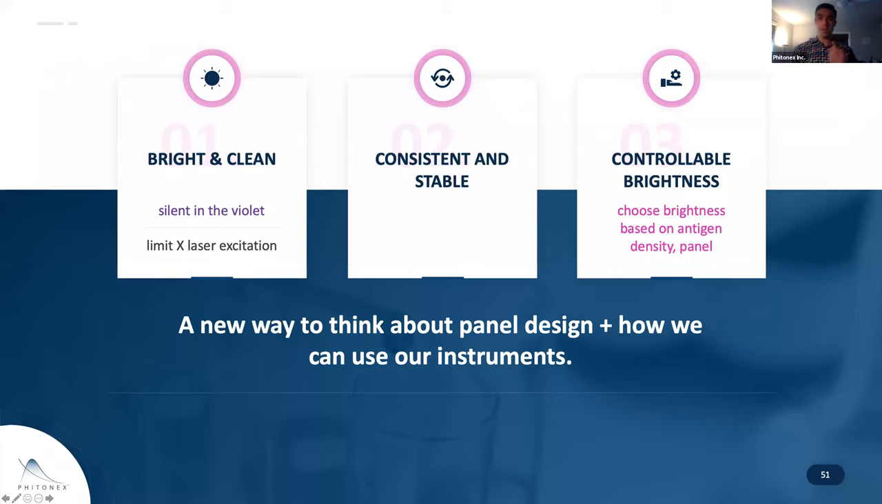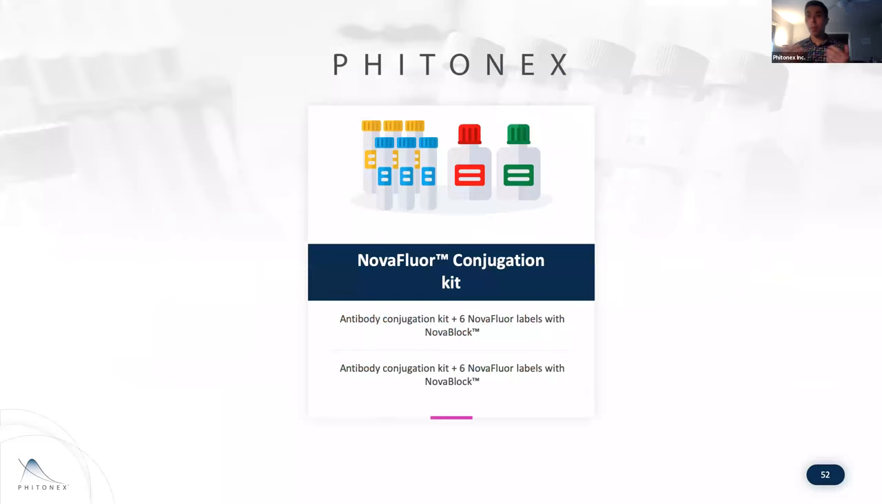So hopefully I've shared with you a new way to think around panel design, how we use these instruments with this incredibly clean fluorescence, and some of the other realistic parts of using these in a workflow and in other panels. As I mentioned, the way that we're enabling that right now is through this NovaFluor conjugation kit. It's the antibody conjugation kit with the six NovaFluor labels and NovaBlock. I guess it was so important I repeated it twice on the slide.